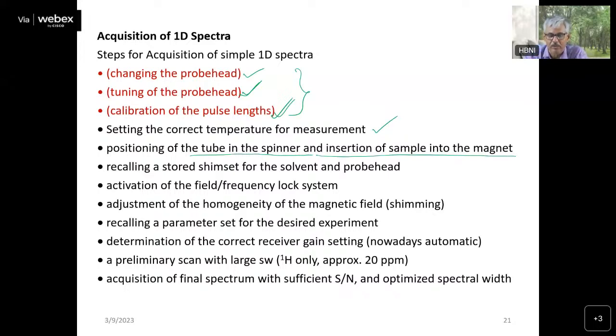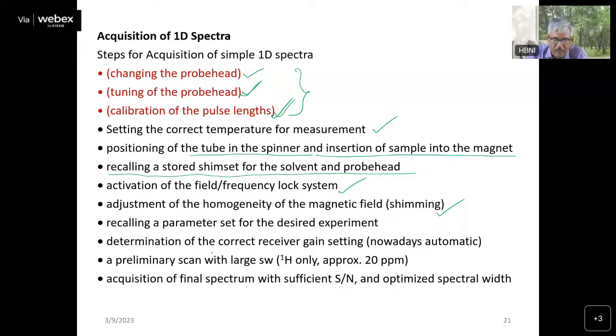I have told you about the spinner turbine: you put the sample in and then insert it. Then there are already stored shim values in the computer, which you call, otherwise it would be very difficult. They are there for that particular probe head, and then you do the fine tuning by changing the values. Then you activate the field frequency lock, lock the sample and optimize the lock, then adjust the field homogeneity by shimming, the room temperature shimming. You first do the axial and then the off-axis shims.